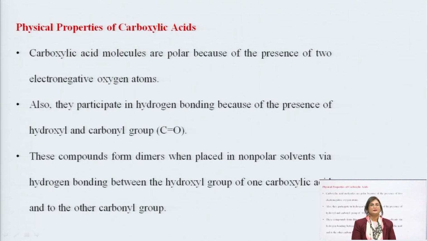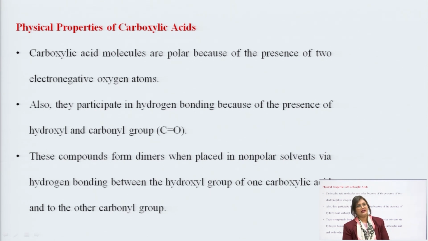Next, carboxylic acid molecules are polar. These are polar because of the presence of 2 electronegative oxygen atoms. If we talk about the properties of carboxylic acid, the first thing which comes to our mind is polarity. So, carboxylic acids are polar compounds, due to the presence of 2 electronegative oxygen atoms.